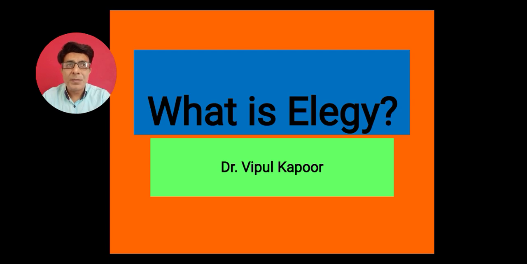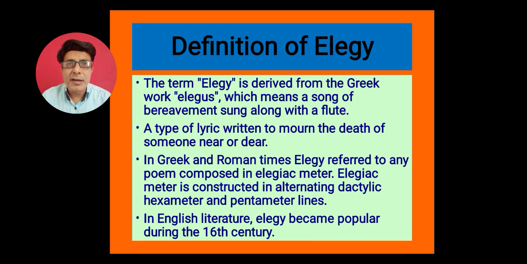Friends, we know that poetry is an ancient form of literature and lyric is a type of poetry. Now this lyric can be of different types. There can be an elegy, there can be a sonnet, there can be an ode, and many more types of lyrics are found in English literature. So elegy is a kind of lyric in English literature.